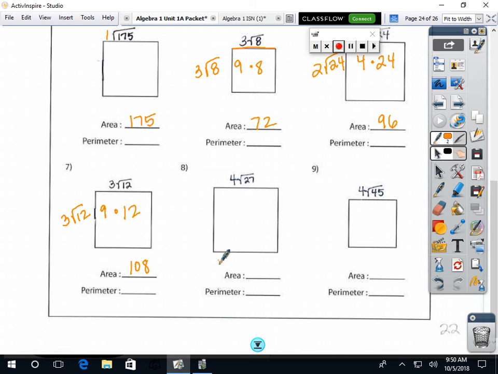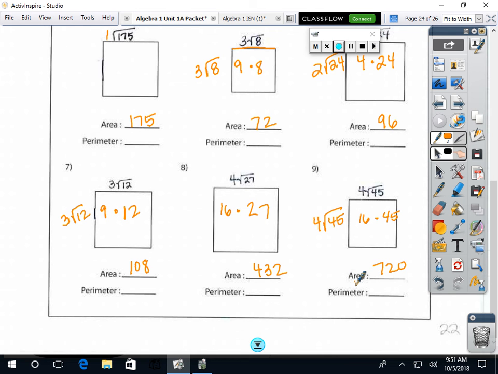First, you would do 4 times 4, and then the square root of 27 times the square root of 27 is just 27, right? And then when you multiply those, you get 432. For number 9, you would do 4 times 4, which is 16, and then the square root of 45 times the square root of 45, which is 45, and then 16 times 45 is 720.